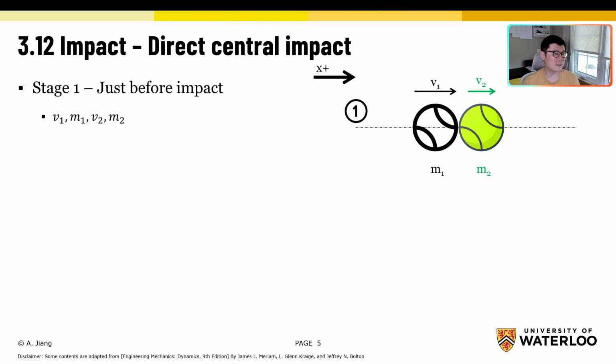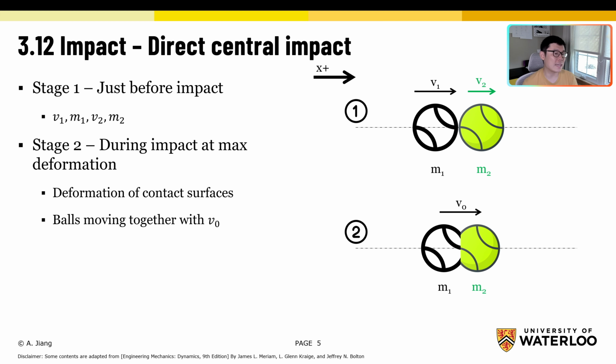So we have stage 1. This is the instant just before the impact. This is when m1 and m2, the two tennis balls, still have their separate velocities, v1 and v2. They are not in contact yet. Stage 2 is at the maximum deformation during the impact. At this time, m1 and m2 are stuck together, they have contacted in full, and they are moving together. We'll use v0 to represent the velocity of this special moment.